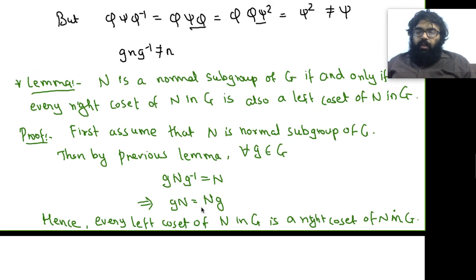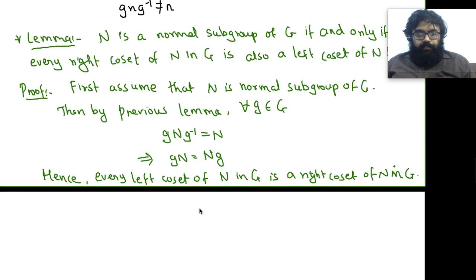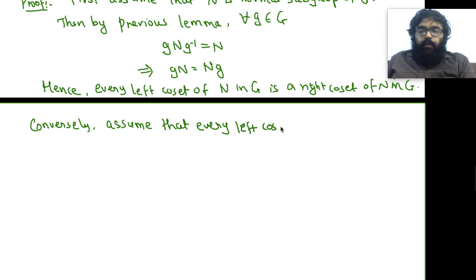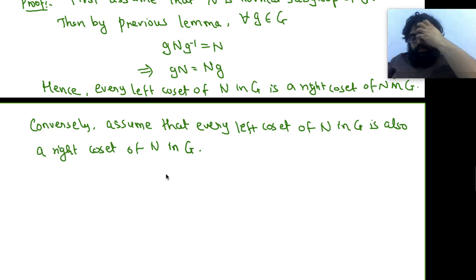Now conversely, suppose every left coset is the same as a right coset. So conversely, assume that every left coset of N in G is also a right coset of N in G. That's what we assume, but that does not mean gN equals Ng. So now we have to prove N is normal.